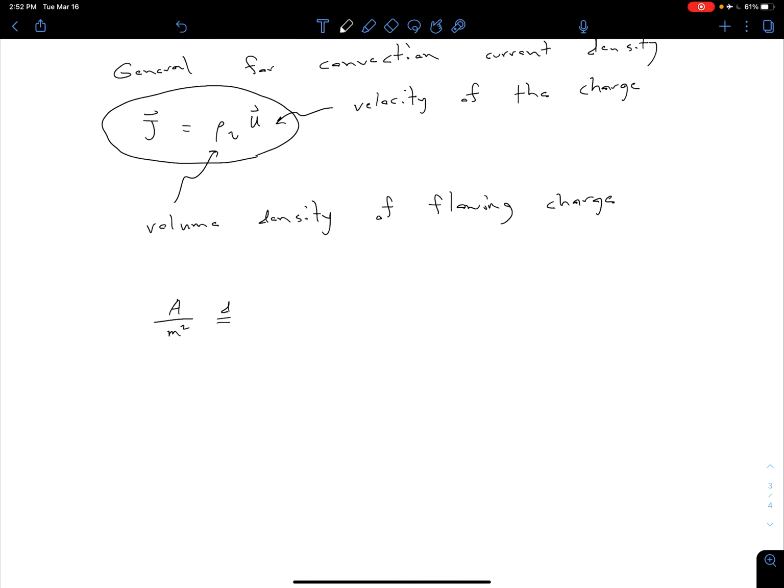So we know that dimensionally this is equal to some volume charge density, which has units of coulombs per cubic meter, multiplied by a velocity, which is of course meters per second. So we see the meters canceling out with one of these meters. We have coulombs per second, which is by definition amps, divided by meters squared. And we see we have the desired dimensions for our current density.